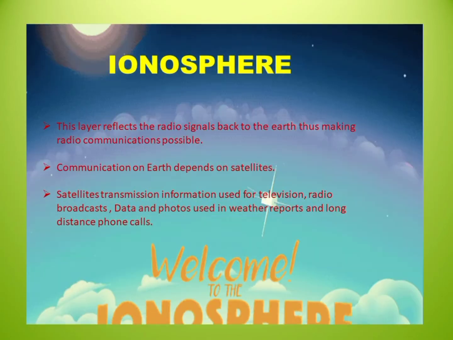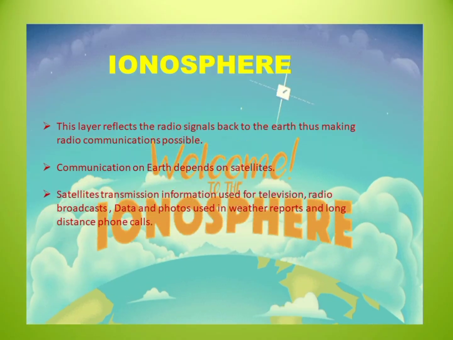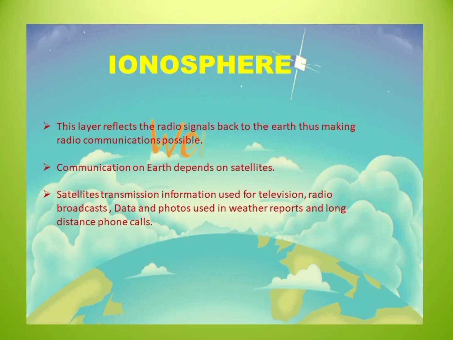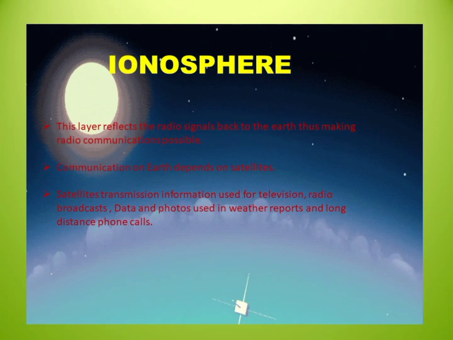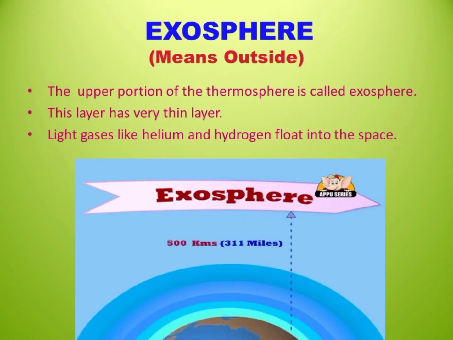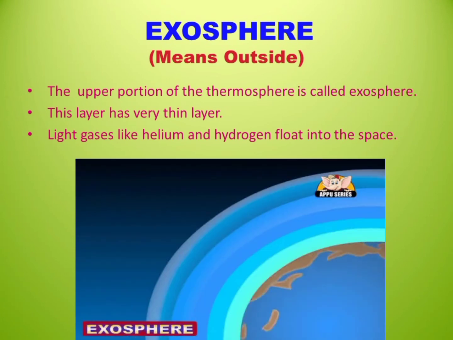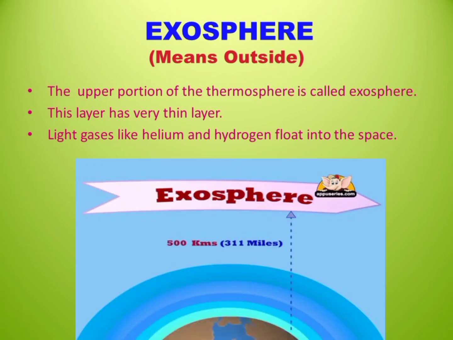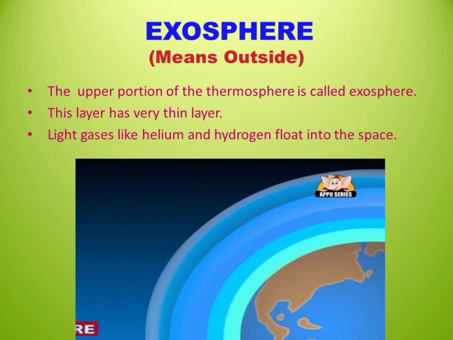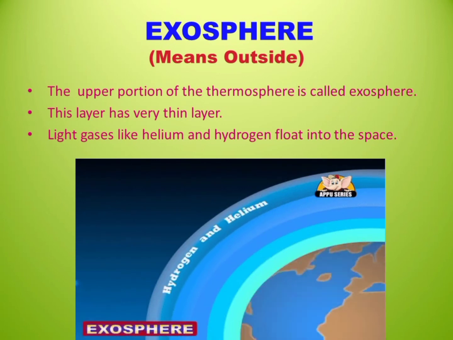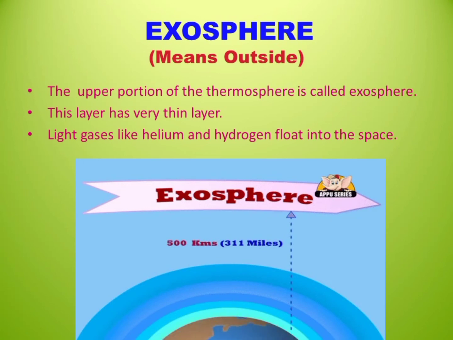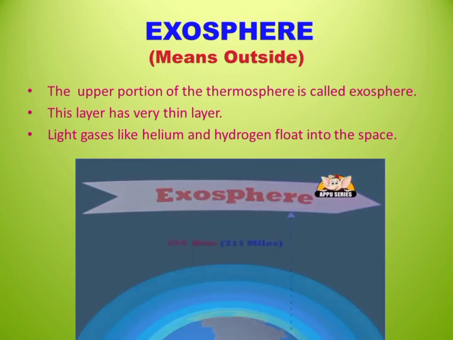Ionosphere reflects the radio signals back to the Earth, thus making radio communications possible. Exosphere, the upper portion of the thermosphere, is called exosphere. The atmosphere acts as a filter to the radiation coming from the sun. Various gases allow the radiation from the sun to reach the Earth's surface in limited amounts, and the harmful radiation coming from the sun is not allowed to reach the Earth's surface.